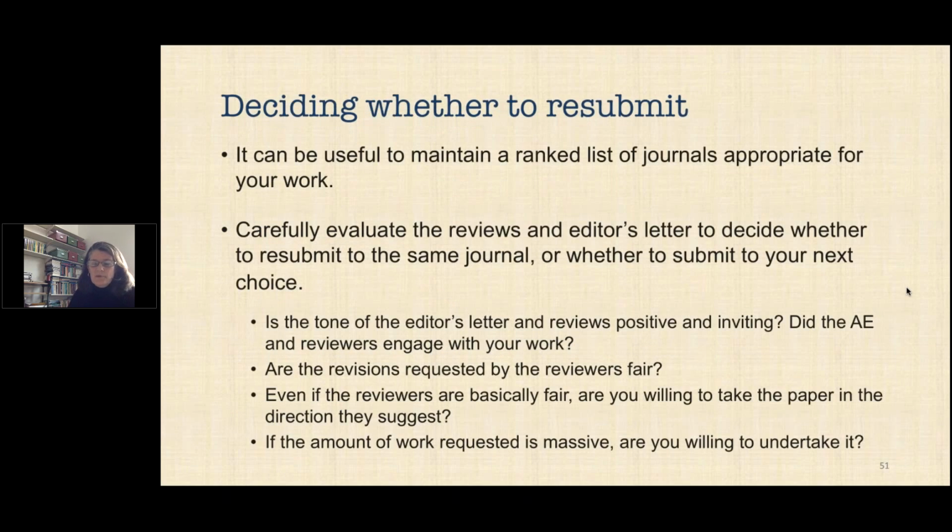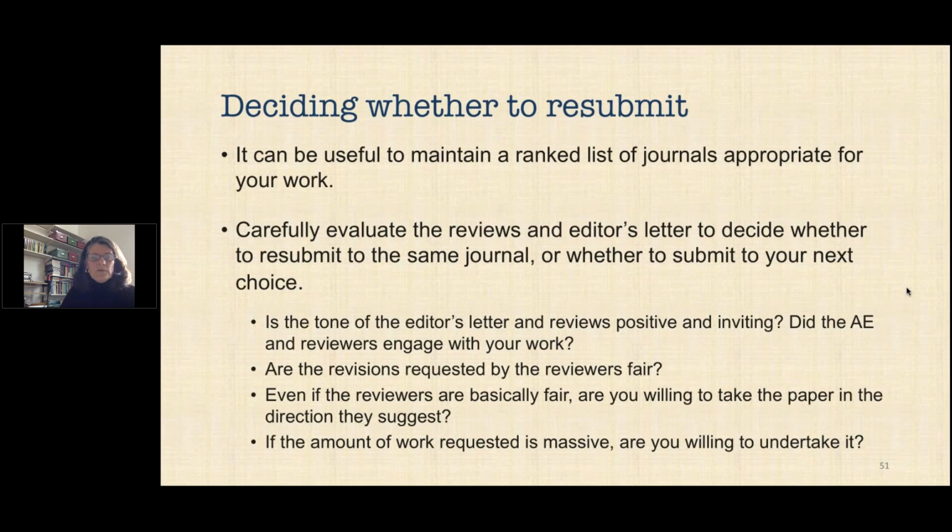So it can be useful to maintain a ranked list of journals that would be appropriate for your work. And my advice is always to be ambitious and submit to the best journal that you can possibly imagine your work getting into, if you think the paper is appropriate for that journal. And then if it doesn't get accepted by that journal, strategically move down in your list.